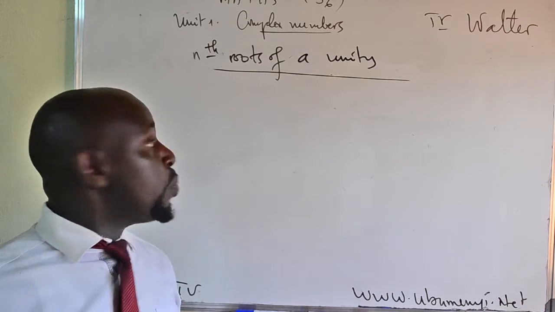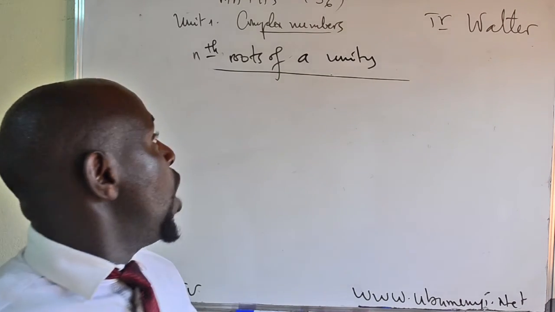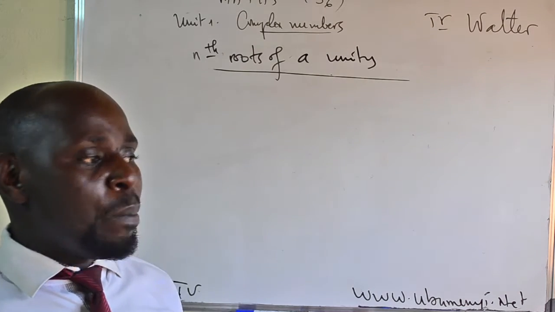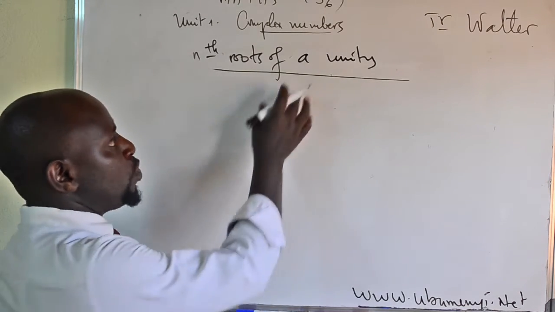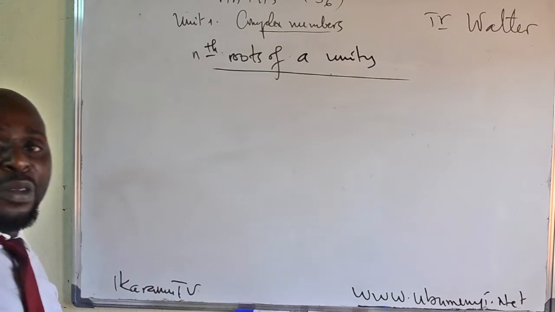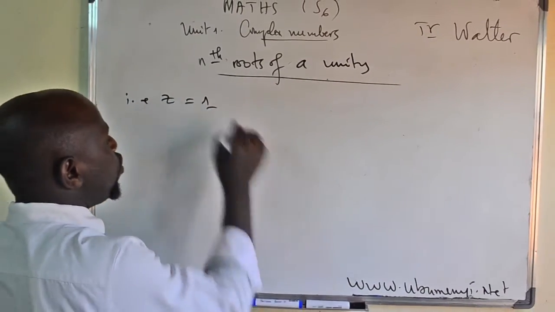Unity 1 of complex numbers. Ladies and gentlemen, in our previous lesson we talked about the nth roots of a complex number. So here I'm back for an nth root of a unity. What is a unity, ladies and gentlemen? If we mean a unity, it means that here z will be equal to 1.